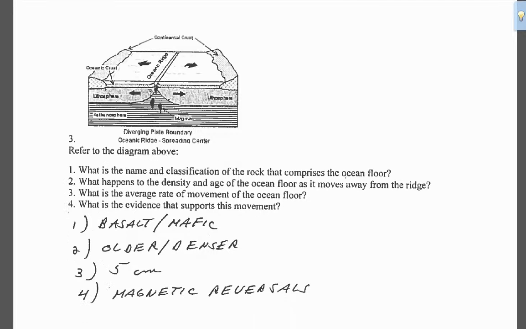Number 3, what's the name and classification of the rock that comprises the ocean floor? It's basalt, and that is mafic, contains magnesium and iron. And as we saw many times in many of the activities we've done, what happens to the density and age of the ocean floor as it moves away from the ridge? Well, as it moves away from the ridge, it definitely becomes older, and as it moves away from the ridge where the magma is breaking up through the crust, it's going to become cooler, and therefore also the density is going to become greater. The average rate, somewhere between 3 and 5 centimeters.